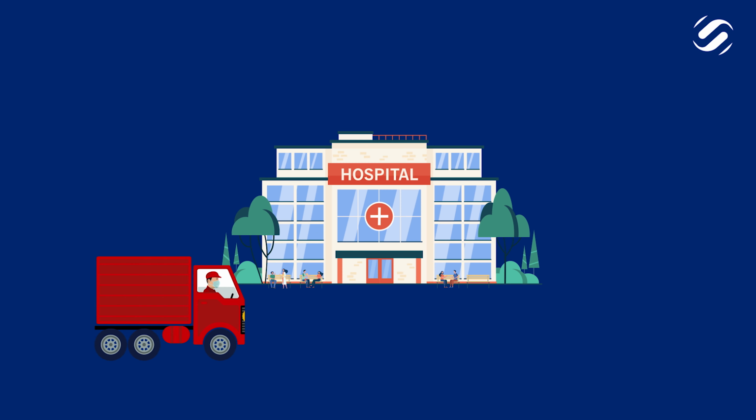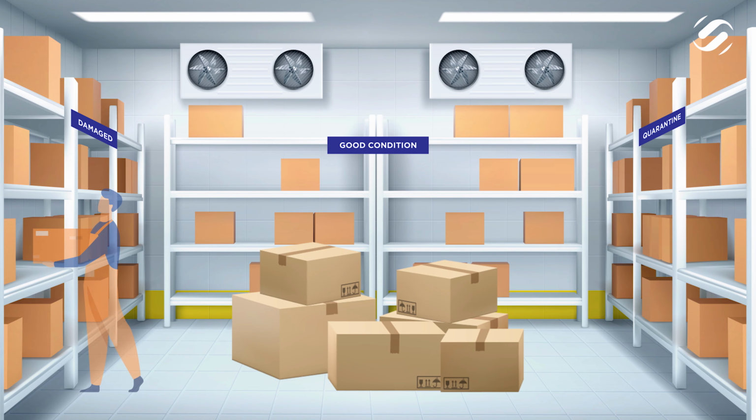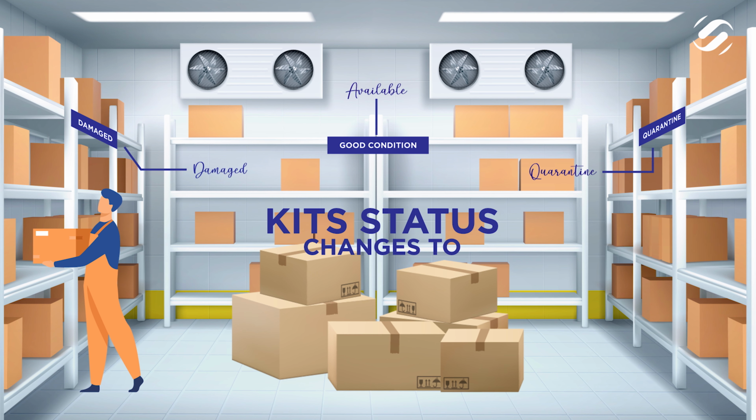After the shipment is delivered to the site, the status of the shipment gets updated as received in good condition, quarantined, or damaged. Once the shipment is acknowledged by the site, the status of the corresponding kit numbers gets updated as available, not received, damaged, or quarantined.